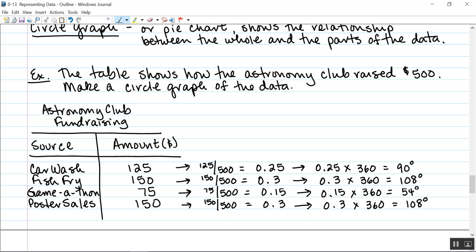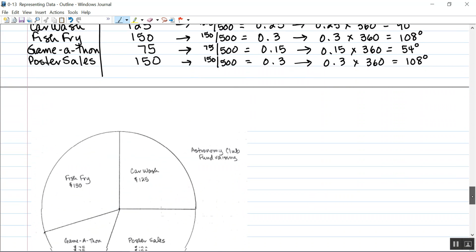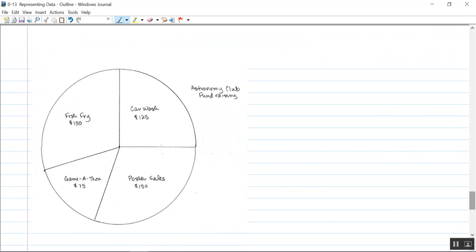Now at this point you need to pull out a protractor, and I'll have some protractors in class. And when you draw your circle, it's going to look something like this. Notice that this does have a title, Astronomy Club Fundraising, and then this is your 90 degree segment right here. Poster sales was 108 degrees, this was 108 degrees, and this was 54 degrees. And so it's a really good way to look at it and say, oh, they made the least amount of money through their game-a-thon, but they made the same amount of money and the greatest amount of money through their fish fry and poster sales.